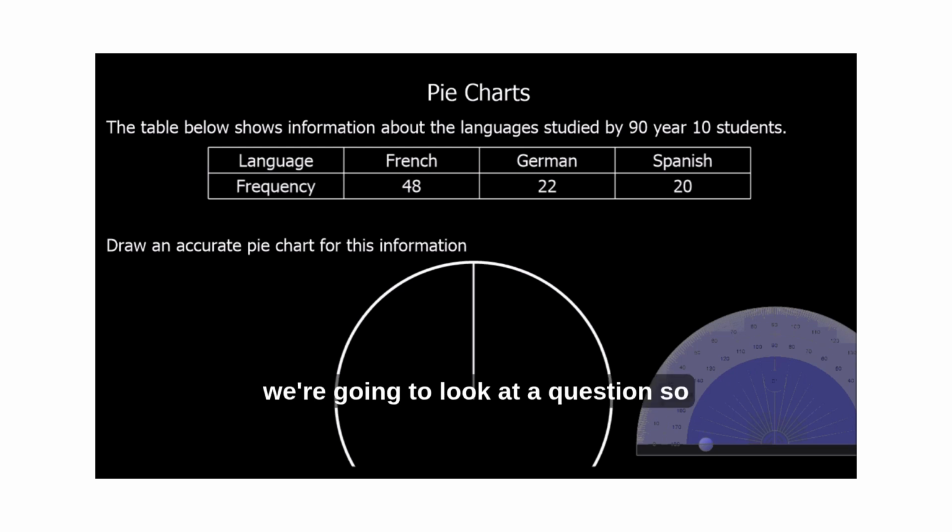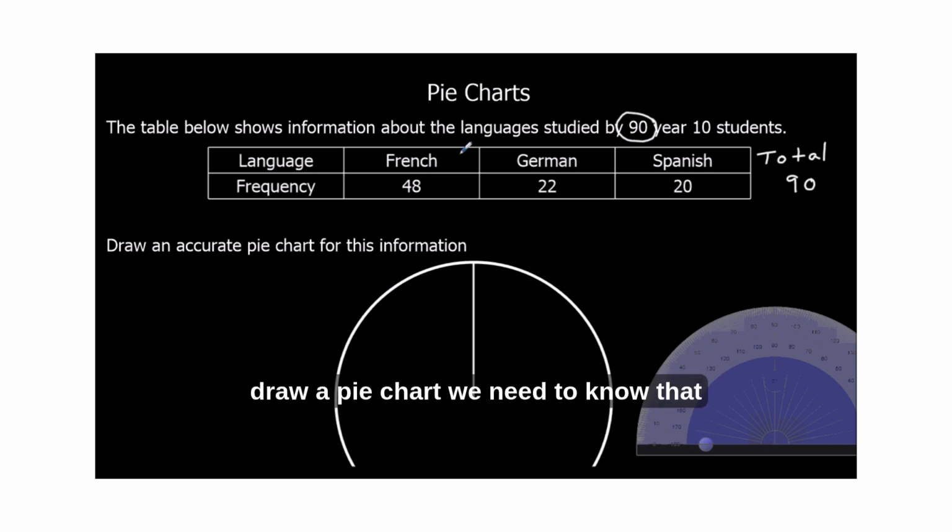So we're going to look at a question. So here we've got a table that shows information about the languages studied by 90 Year 10 students. So we've got French, German and Spanish, and we've got frequencies of 48 French, 22 German and 20 Spanish. And if I write total on the end, in total there are 90 students. So if we add up 48, 22 and 20, we should get 90 because they said there was 90 in the question.